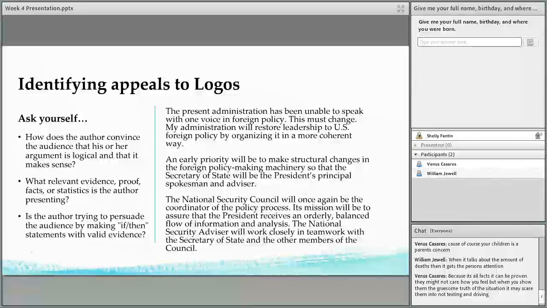All right, do you see anything in there that is logical or evidence of what they're saying or proof? This one's hard.